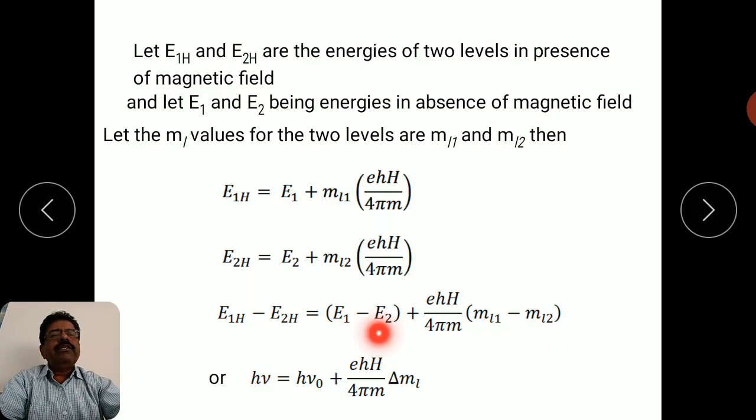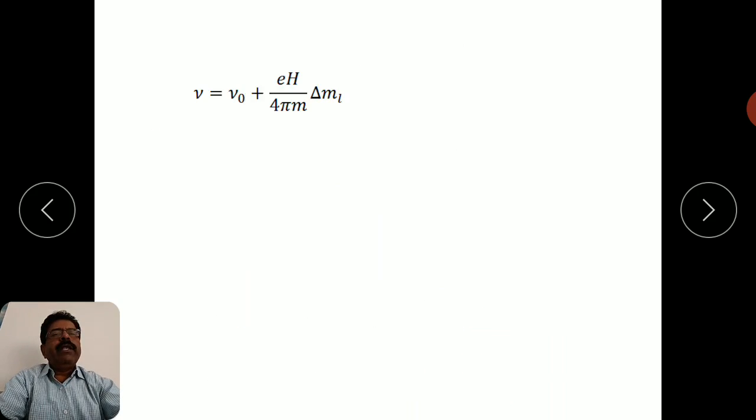Accordingly this energy difference is h nu 0, nu 0 indicating the original line frequency of the photon emitted when there is a transition from E1 to E2 between these two levels when the magnetic field is not present, and this is the transition when the magnetic field is present between these two levels E1H and E2H. So that is given by h nu. So h nu is equal to h nu 0 plus, let us define ml1 minus ml2 as delta ml, this constant eh upon 4 pi m. So h nu is equal to h nu 0 plus eh upon 4 pi m into delta ml.